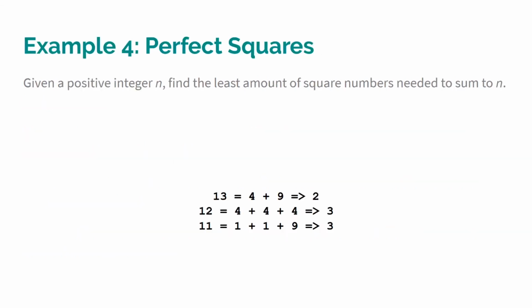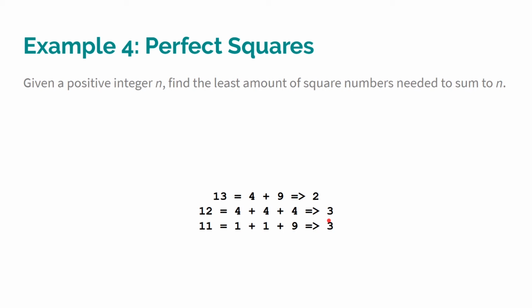So the first of the 2 examples is going to be perfect squares. Given a positive integer n, find the least amount of square numbers needed to sum to n. So essentially this means that, let's just say we were given the number 13. Well, 13 can be written as 4 plus 9, so that's only 2 square numbers needed to sum to n, and you can show that it's impossible to find 1. 12 would give an answer of 3 because 12 can be written as 4 plus 4 plus 4, 3 square numbers, and 11 can be written as 1 plus 1 plus 9, so again, 3 square numbers.